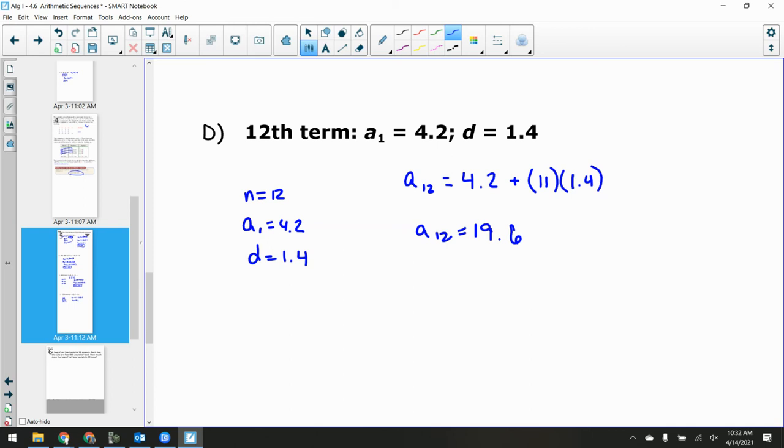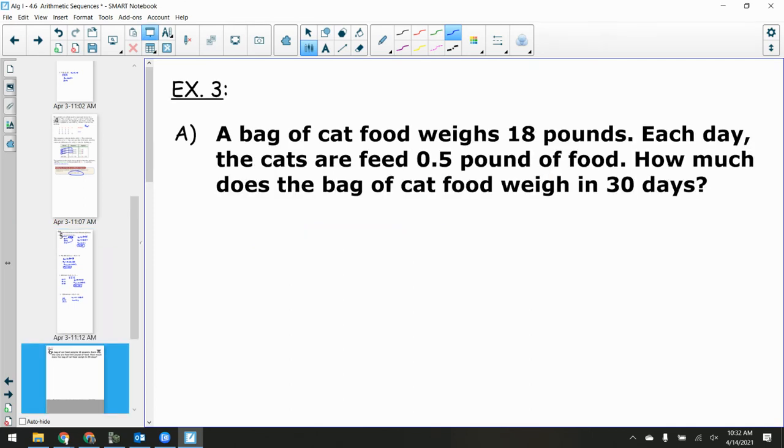All right, let's take a look at one word problem here. A bag of cat food weighs 18 pounds. Each day the cats are fed half a pound. How much does this bag of cat food weigh in 30 days? Do you see how this represents an arithmetic sequence? I'm continually decreasing the amount. I'm continually subtracting the amount.